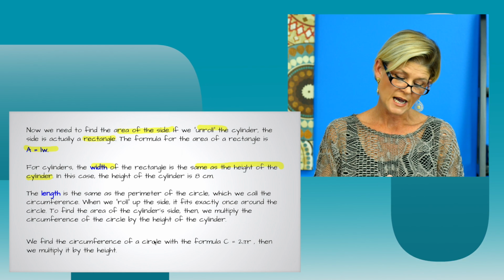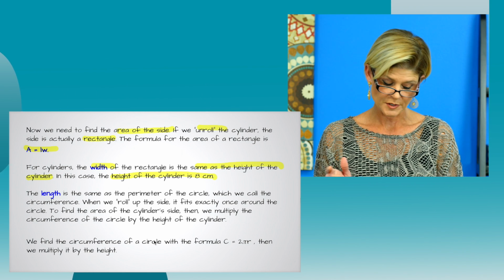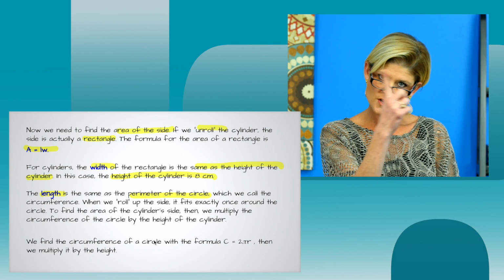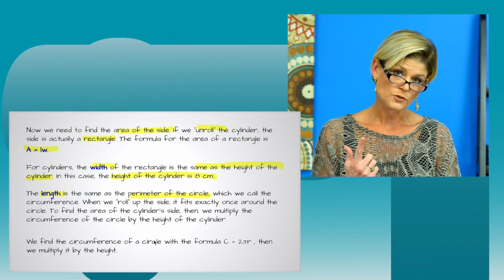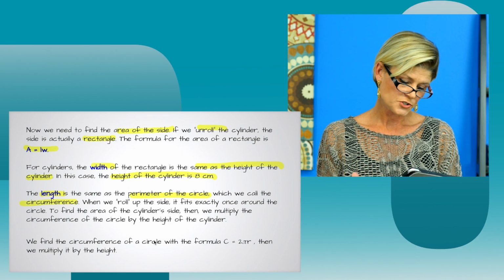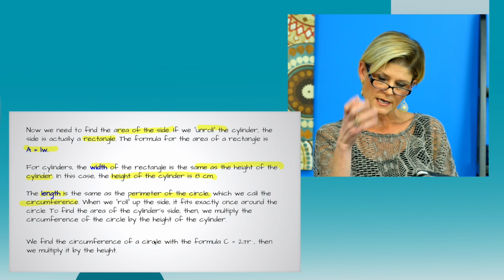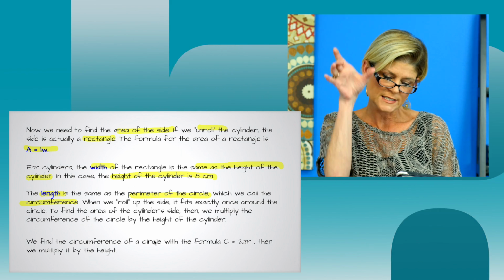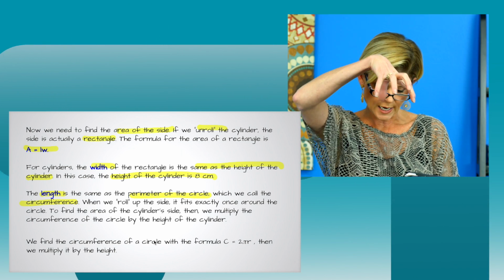Now for cylinders, the width of the rectangle is the same as the height of the cylinder. So in this case, the height of the cylinder is 8 centimeters. The length is the same as the perimeter of the circle, which we call the circumference. Highlight that too. When we roll up the side, or imagine rolling up the label around the can, it fits exactly once around the circle at the top or the bottom.